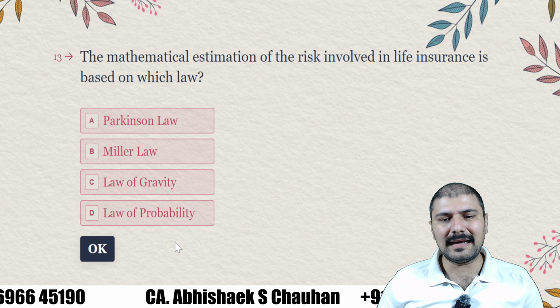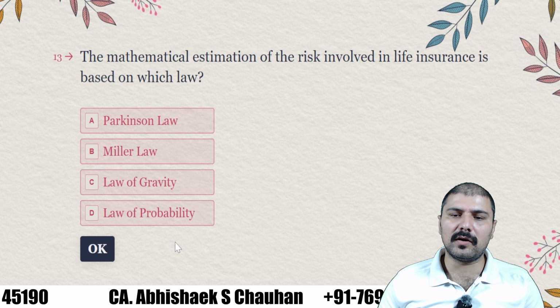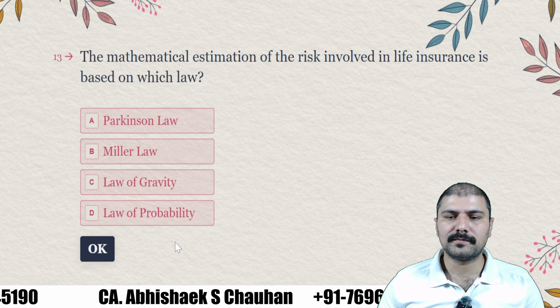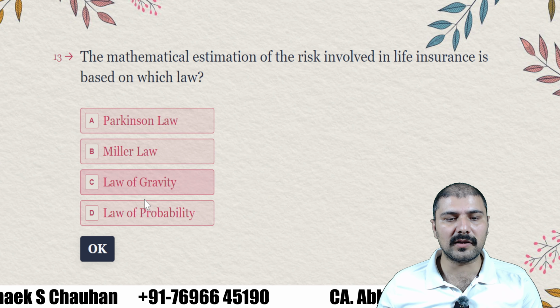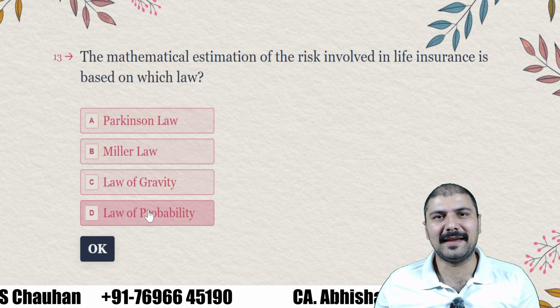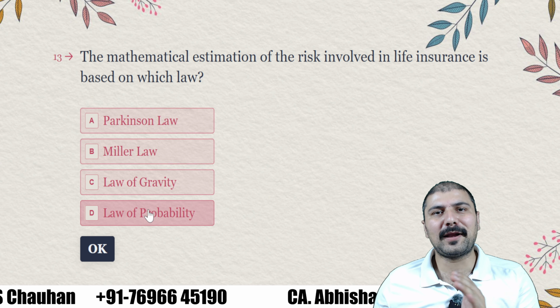The mathematical estimation of the risk involved in a life insurance is based on which law? Parkinson's law, Miller's law of gravity, or law of probability? Probability, right? How many persons will die? How many persons will we need to pay the premium and all? According to that, the risk is estimated in the insurance companies.